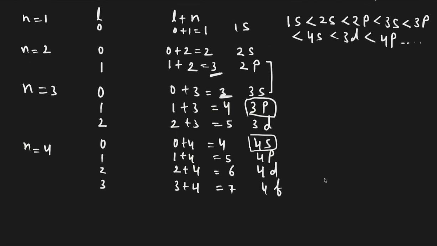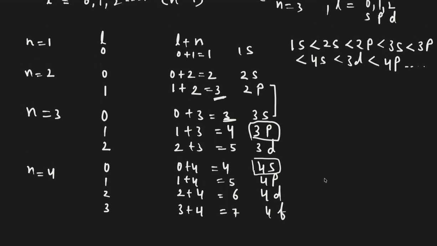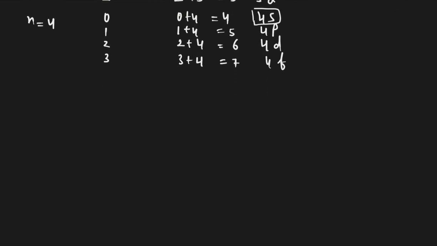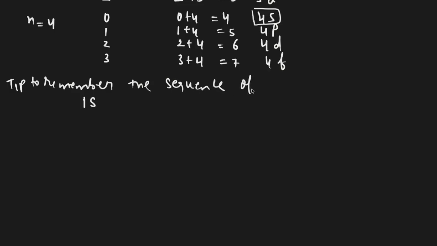Okay. Now in the exam, you need not write the complete table or mug up all this table. Okay, there is an easy diagram to remember this. So I'll start with that first. The easy way to remember this is, first you are going to write all the orbital names. So I'll start with 1s. Okay, tip to remember the sequence of energy levels. Okay, so I'm going to write 1s, then 2s, 2p.